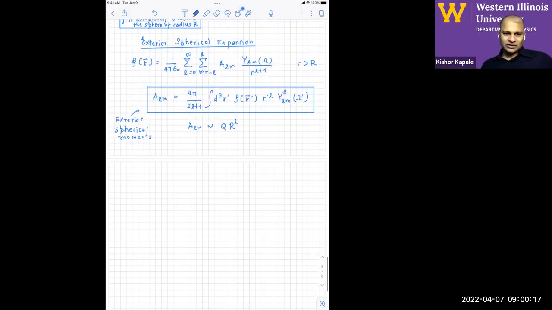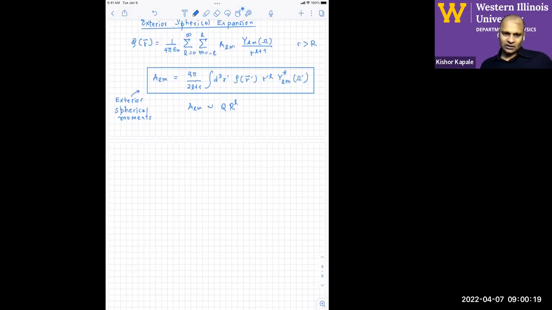Another important property to note is that Y_L minus M of theta and phi is equal to minus 1 to the power M times Y_LM star of theta phi. So there's this extra sign change that occurs, but Y_L minus M is proportional to Y_LM star. Right? So you can kind of see how this process works.